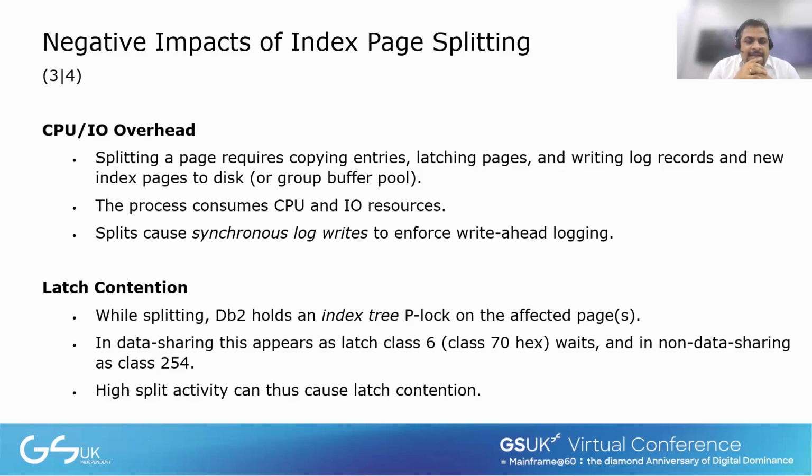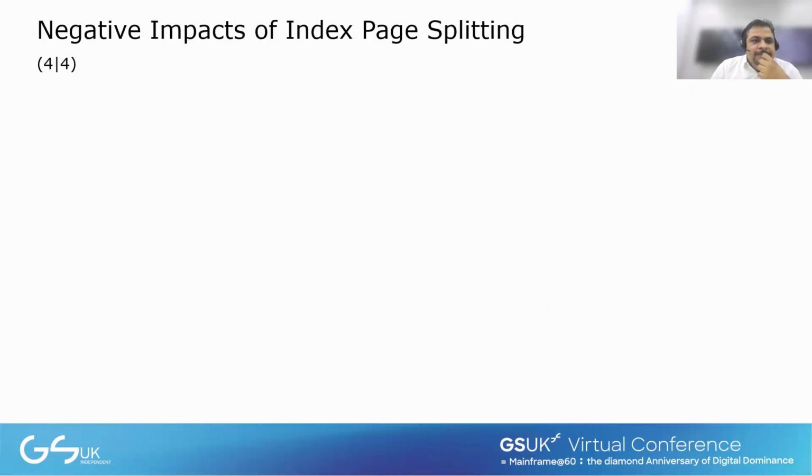We discussed latches. DB2 holds an index tree P lock on the affected page or pages, and in data sharing environments, this appears as class 6 waits, and in non-data sharing it is class 254. High split activity can cause latch contention. So there will be another lock waiting for it, and there is a contention issue. That is an overhead.